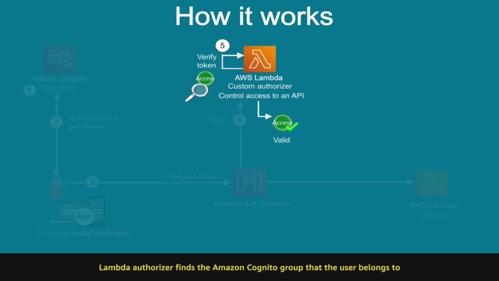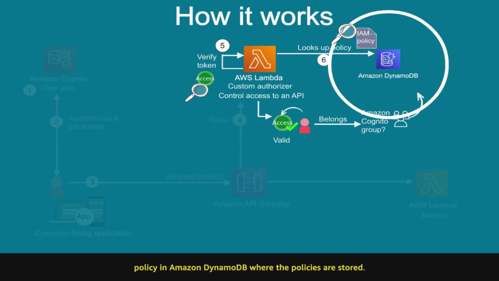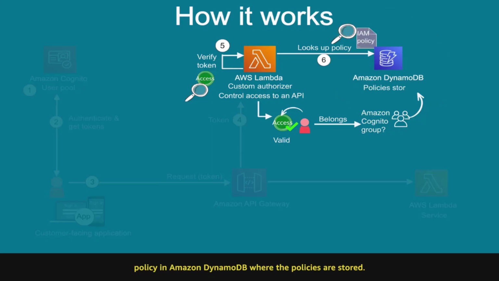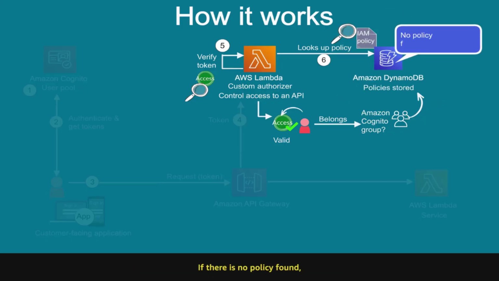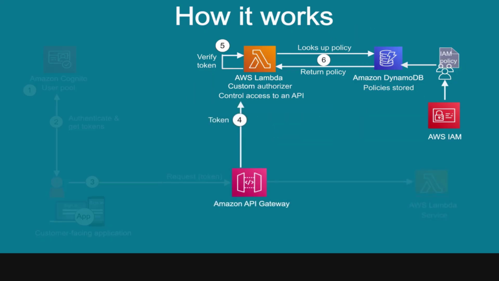If the token is valid, the Lambda authorizer finds the Amazon Cognito group that the user belongs to in the token. It then looks up the corresponding IAM policy in Amazon DynamoDB, where the policies are stored. If there is no policy found, the API request will be denied. If a policy is found, Amazon DynamoDB returns the found policy to the Lambda authorizer. The Lambda authorizer then returns the policy and, optionally, context to Amazon API Gateway.